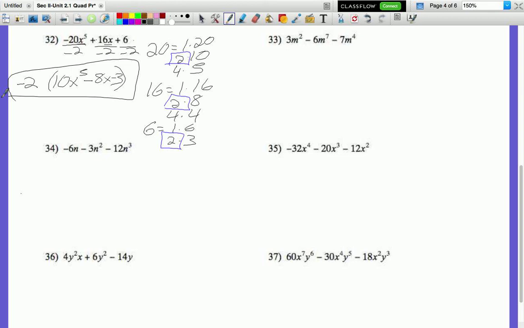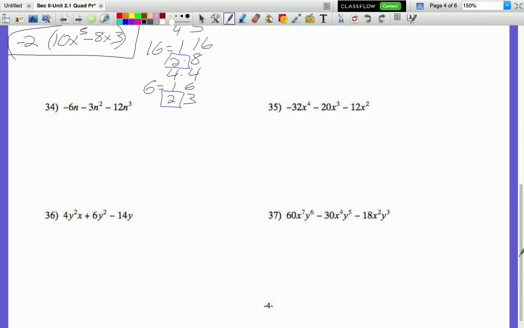Let us look at 37 for greatest common factor. We start with numbers. Always start with numbers. So with 37, we're going to start writing out what times what equals 60. 1 and 60, 2 and 30, 3 and 20, 4 and 15, 5 and 12, 6 and 10, 7 no, 8 no. We're back here.